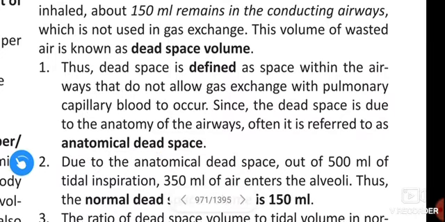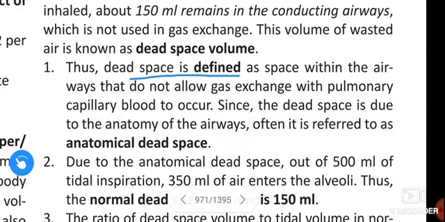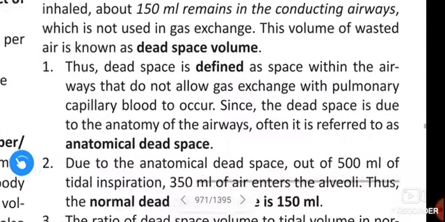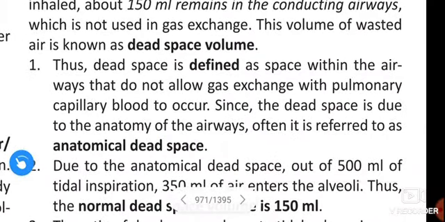anatomical dead space. Thus, dead space is defined as space within the airways that does not allow gas exchange with pulmonary capillary blood to occur. Since the dead space is due to the anatomy of the airways, often it is referred to as anatomical dead space.